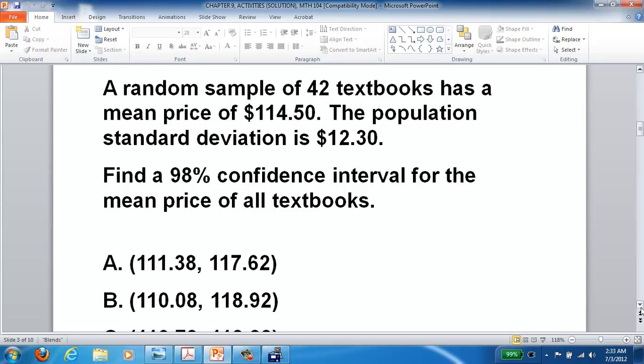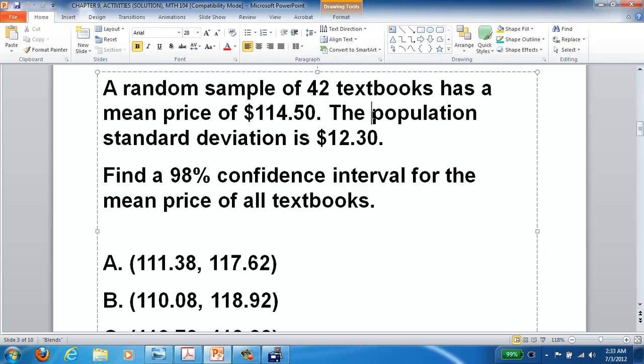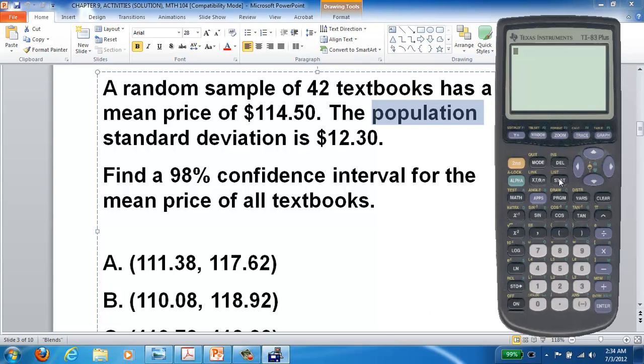The next one, in this case you look for the sample size, which is 42. The price is 114.5. This is the X bar, and then we know the population standard deviation, so we have to use the normal distribution. So for this problem, let's go to use the graphing calculator. So we have to go to Stat, Tests. We have a Z interval because of the population standard deviation. We click enter. We highlight stats.